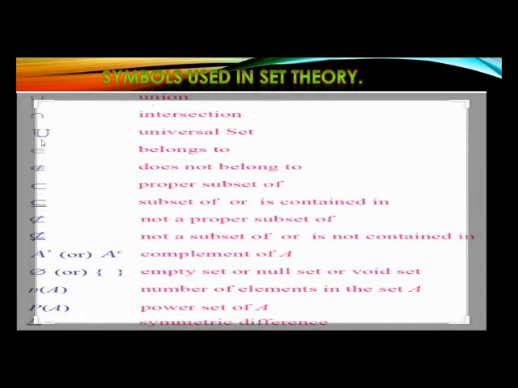Then capital U. Capital U is used for the universal set, a set in which all types of members or elements are given. The next symbol is belongs to.